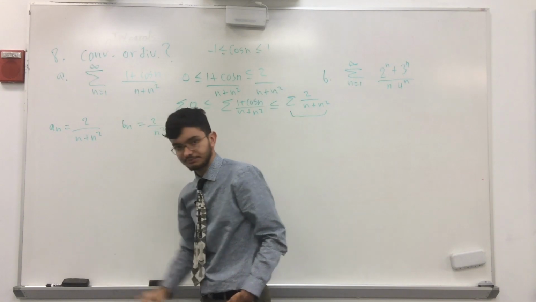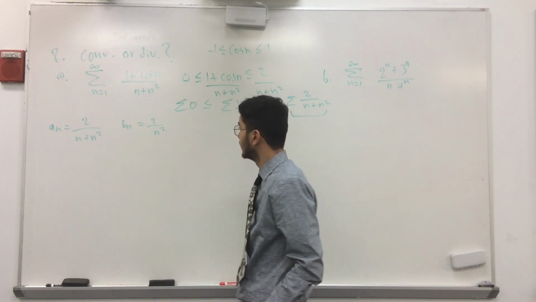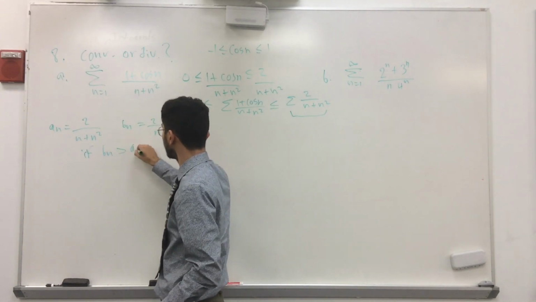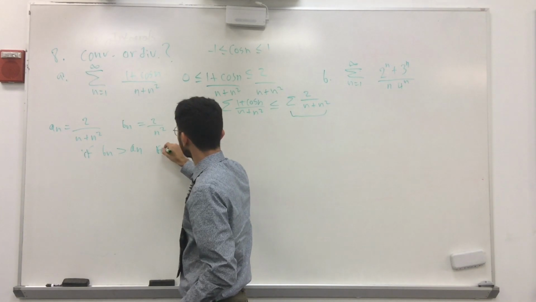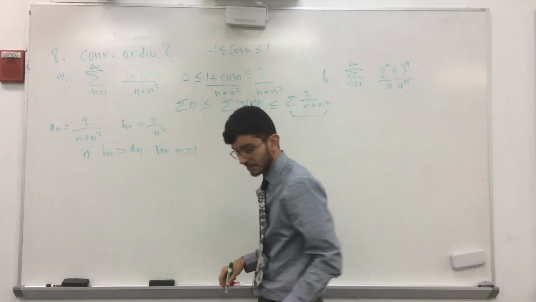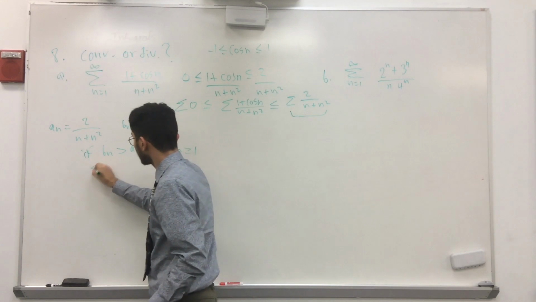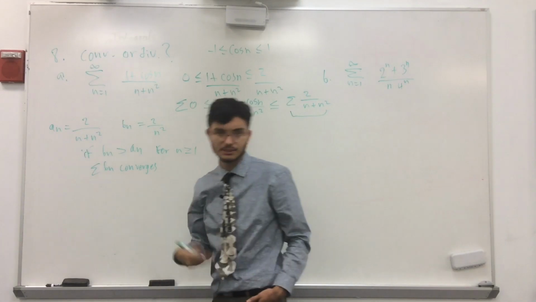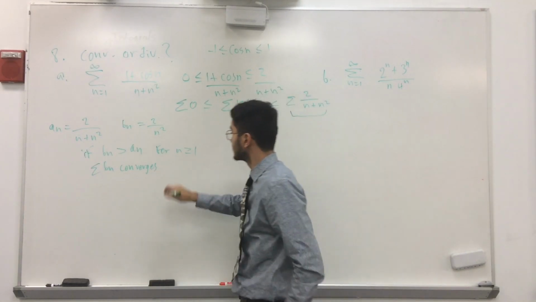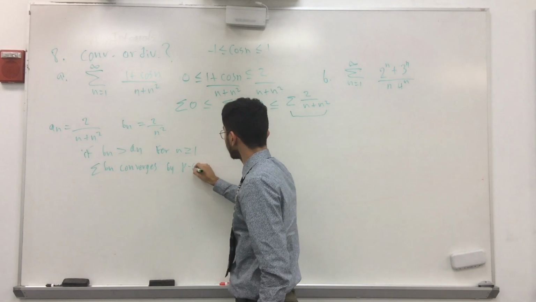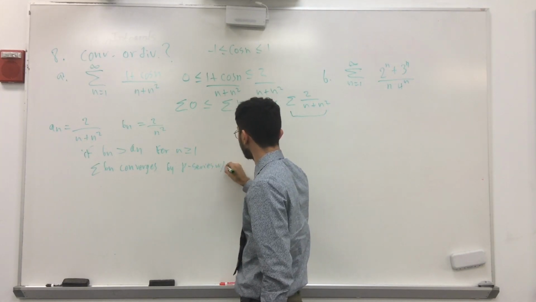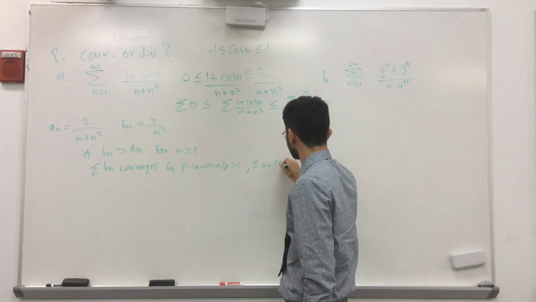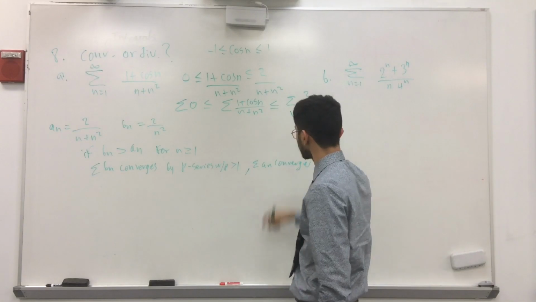we can use the fact that this is going to be larger than this, and this clearly converges. So if b_n is greater than a_n for all values of n greater than or equal to 1, and the sum of b_n converges, which it clearly does because it's a p-series with p greater than 1 (p is 2 in this case), then by the p-series test the sum of a_n converges, which is the sum of this.